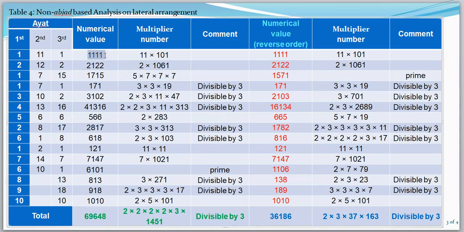This number is not divisible by 3, so nothing is written here. But this number is divisible by 3. This number is divisible by 3, and the multiplier numbers are shown here.